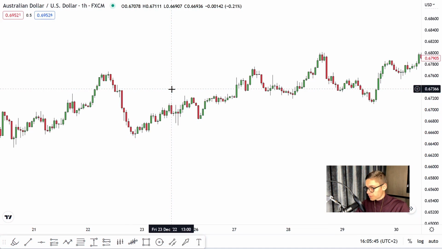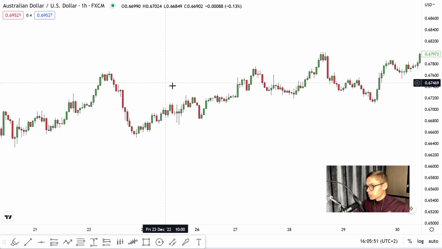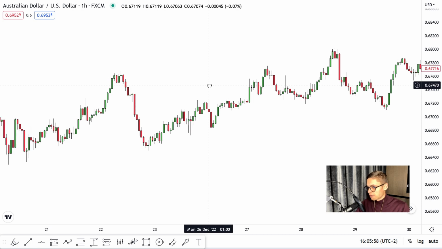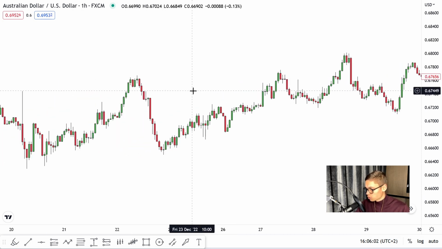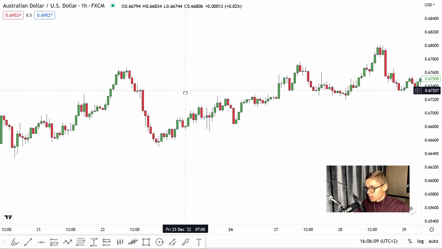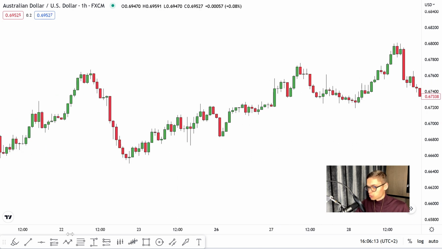So the first thing that we need to talk about when using trendline break strategy is what is a valid trendline and how to mark trendline in general. So if you have been trading already, there's a good chance that you already know how to mark a trendline. But for those traders who are new to the markets, first of all, to mark a trend line, you need to identify the general trend of the market.